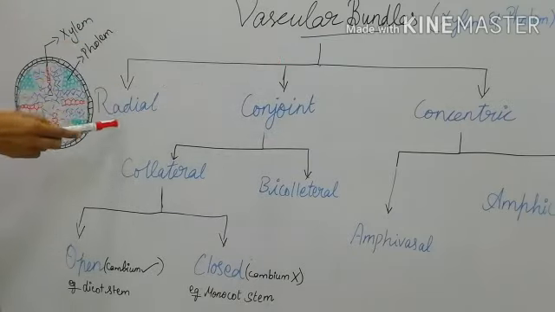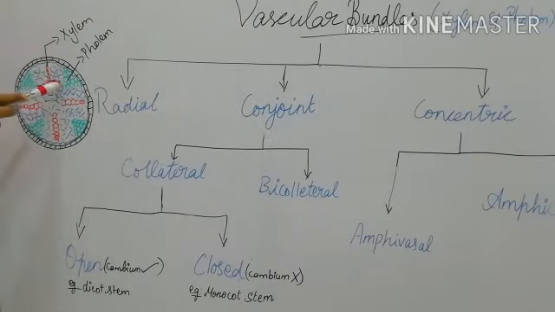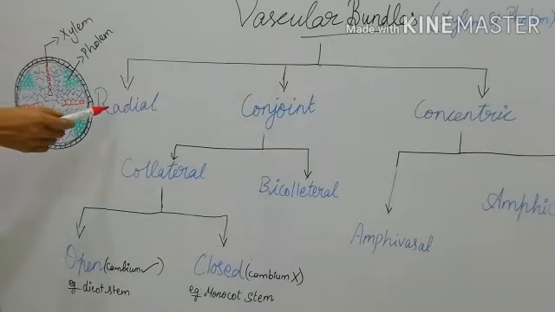So the first one is the radial. Here the xylem and the phloem are arranged alternatively. So here this is the xylem and this is the phloem. After the xylem, phloem is present, then xylem, phloem. Like that it is arranged in an alternate manner. That's why it is known as radial bundle.